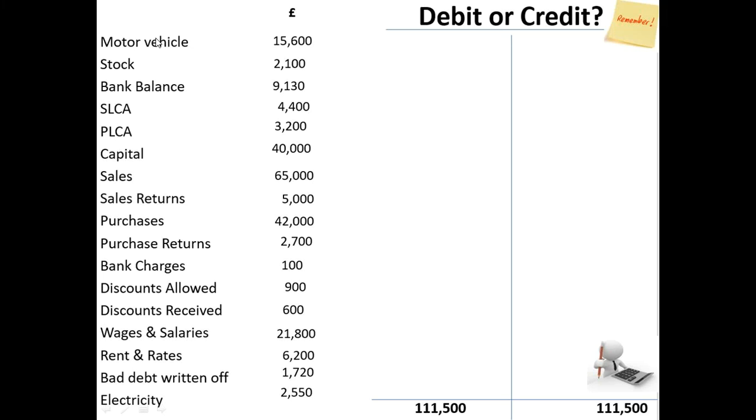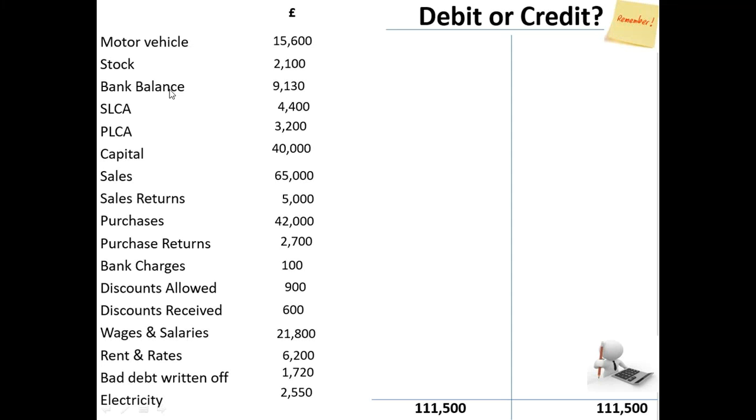Motor vehicle is our asset, which we can use for many years. Asset goes on the debit side, so motor vehicle will go on the debit side of the trial balance. Trial balance has two columns. Then stock. Stock is the inventory which we use for business purposes, so that always goes on the debit side.